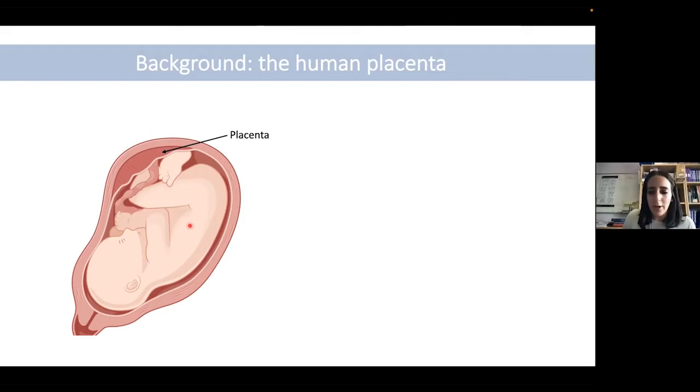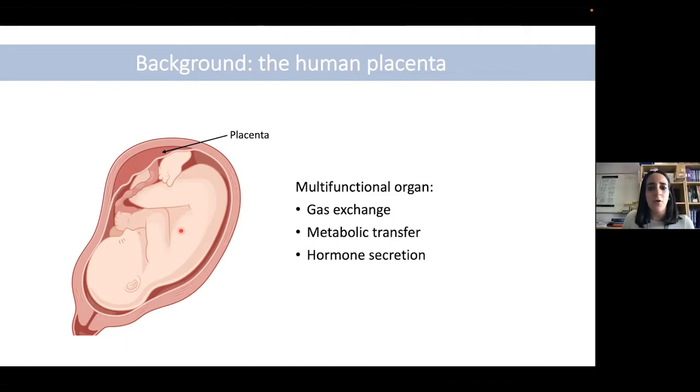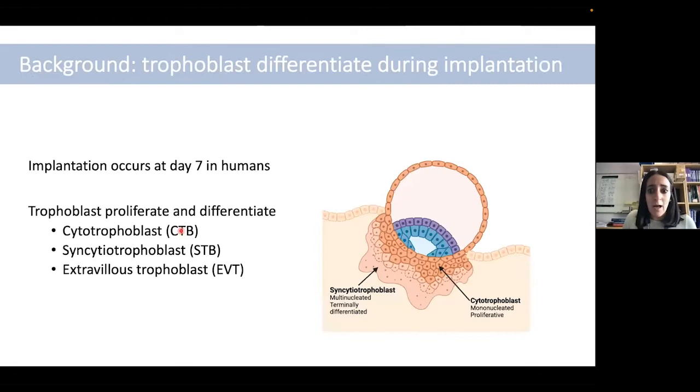And it is a unique organ because it has multiple functions which are normally carried out in an adult by different organs, such as gas exchange, metabolic transfer, hormone secretion, and fetal protection. In our lab, we are particularly interested in studying the early stages of placentation.